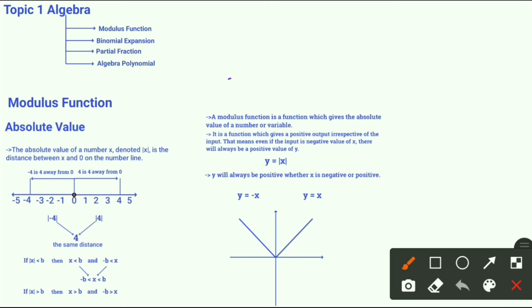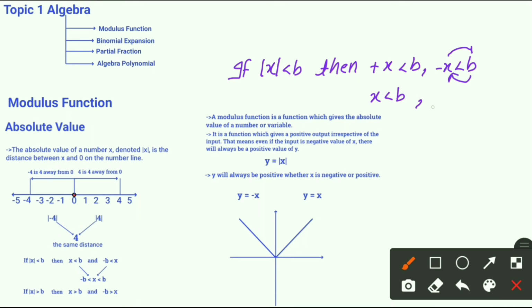If modulus x is less than b, then inside the modulus the input number can be positive, x less than b, or negative, so negative x less than b. Putting x in here and b in here, it's going to be minus b less than x, which means x is greater than minus b. So x is less than b and x is greater than minus b, and this is how you make the inequality.